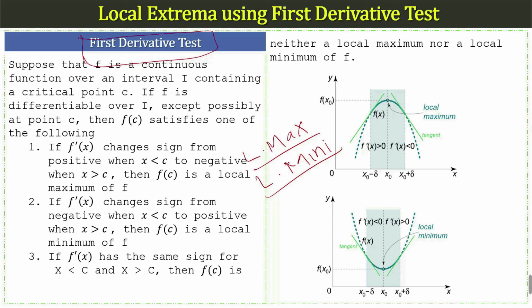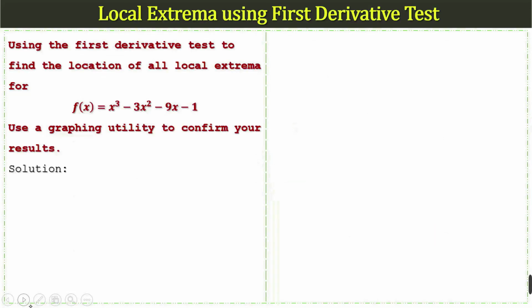Okay, so let's start. Example: using the first derivative test to find the location of all local extrema for the given function f of x is equal to x cubed minus 3x squared minus 9x minus 1, and also use a graphing utility to confirm your result. It means we also plot the graph of the function, and we will show the local maximum and the local minimum of the function. Okay, so let's start the solution.